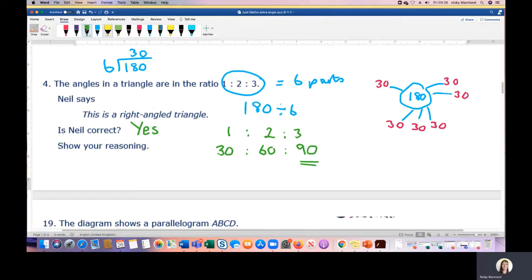You'd also need to make a comment there about your angles in a triangle. Angles in a triangle sum or add up to 180 degrees, because that's your angle reasoning in a triangle. And then all that working out will show that it works.